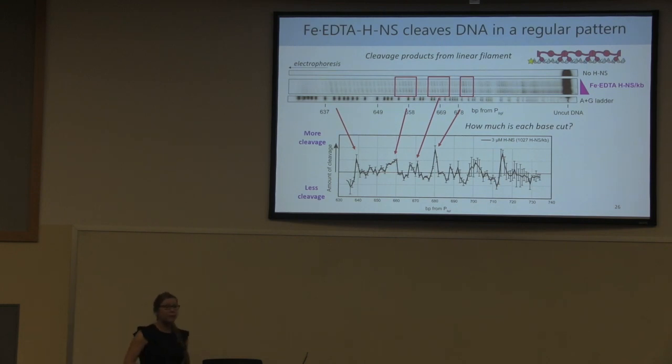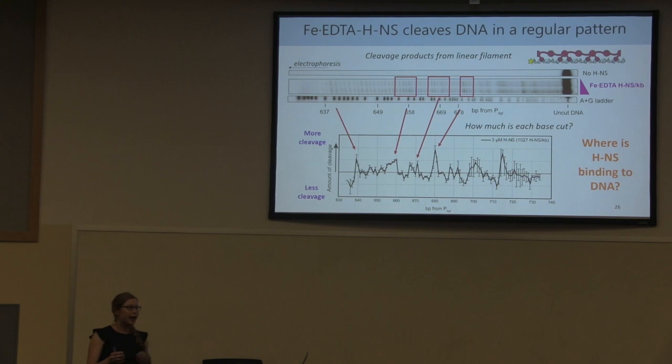So this probably doesn't look anything like HNS binding to DNA to many people, including myself, for a while. So we wanted a way to turn this cleavage pattern into an arrangement of HNS on the DNA ring to address our original question. So to determine where HNS is binding to the DNA, I had to do a few other things.